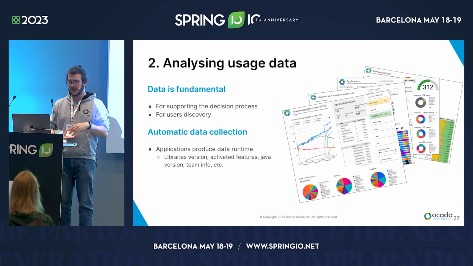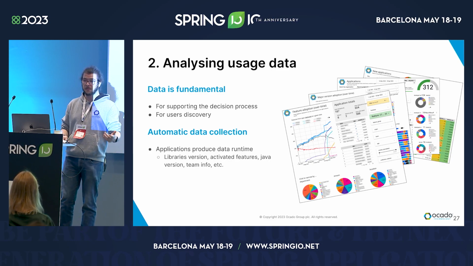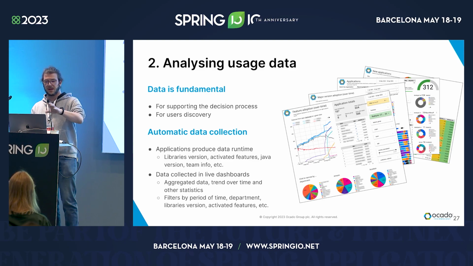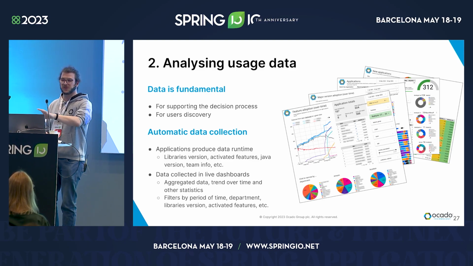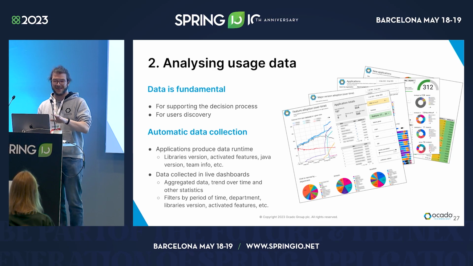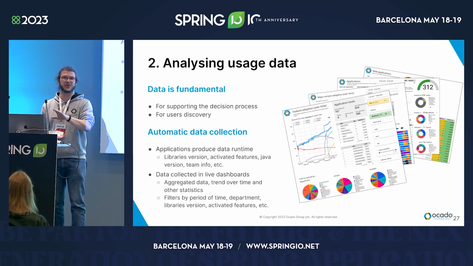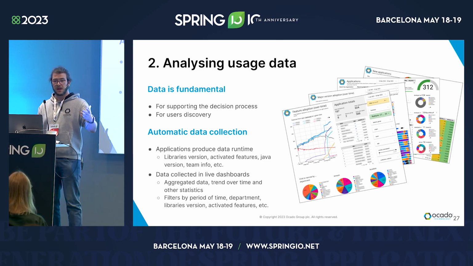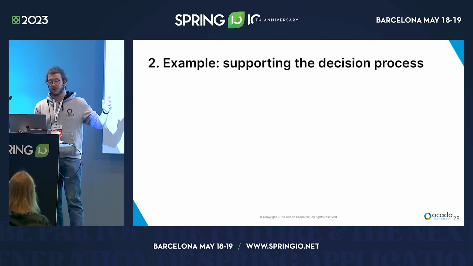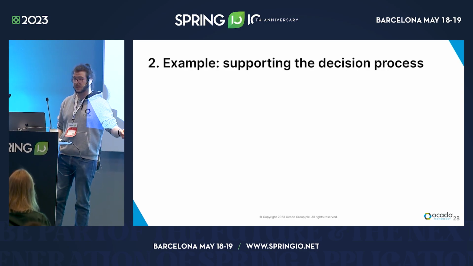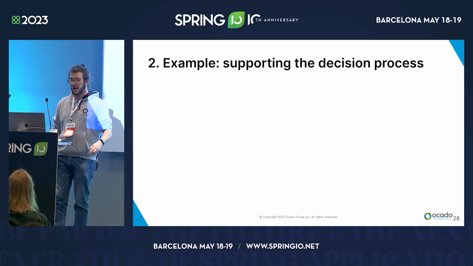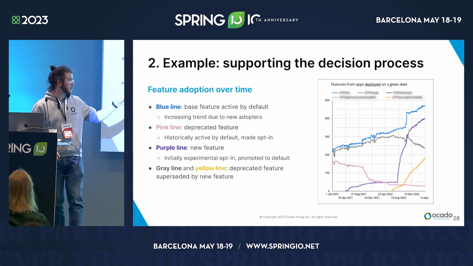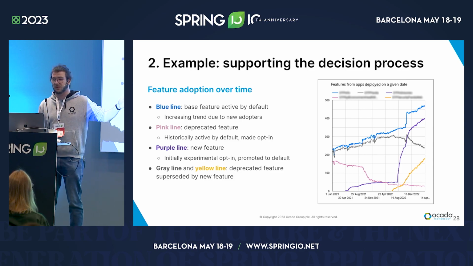All of this data is produced at runtime by the application, and we collect it and show it in this colorful Looker Studio dashboard, which is really our source of truth when we need to know how the community is using our library. So here are a couple of examples of how we use data. The first one is for supporting the decision process. And in this particular slide, I'll show you a graph from one of our dashboards about feature adoption.